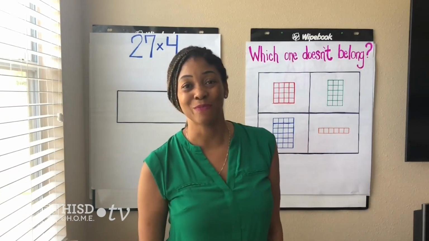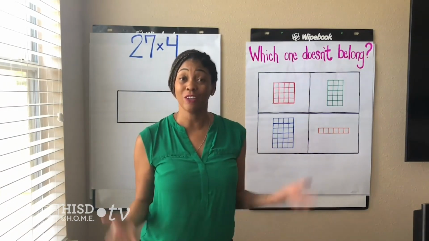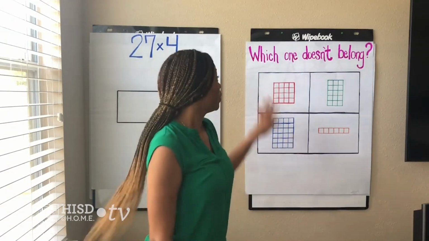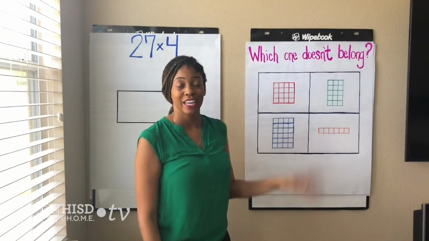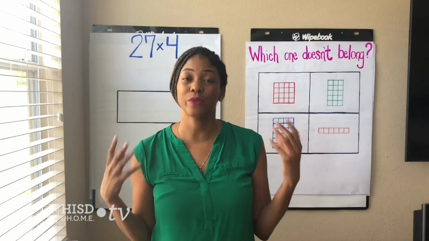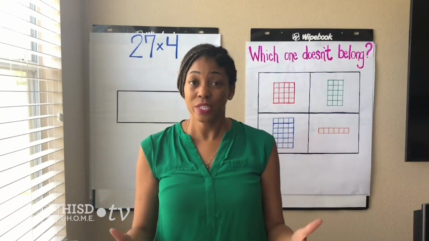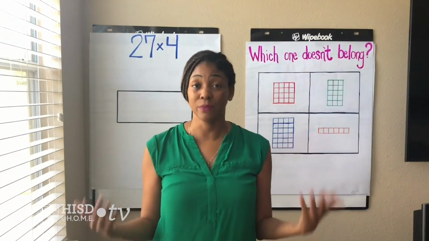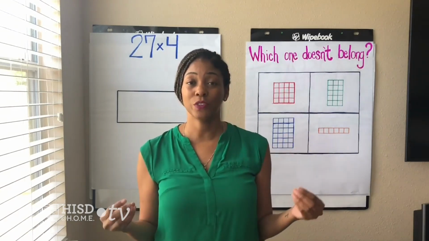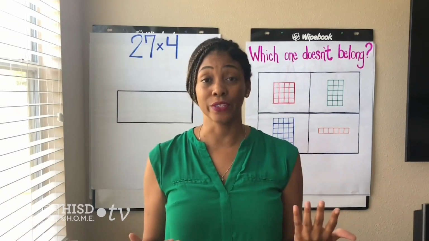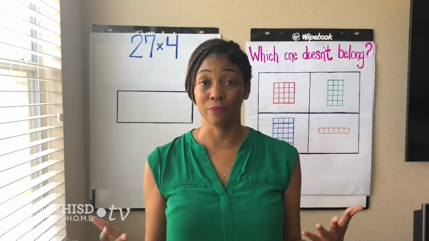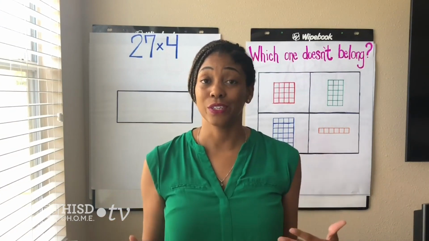All right, so we're about to get started. For our warm-up, we're going to warm up our math brain with an activity called Which One Doesn't Belong? It's a strategy where you're able to explain your thinking. They give you a couple of models or images, and they want you to look at the images holistically as a whole, and then figure out which one of these images or models doesn't fit with the other three. So that's what we're going to do today.